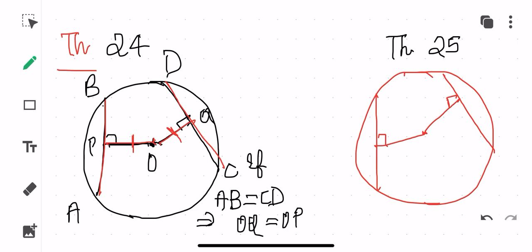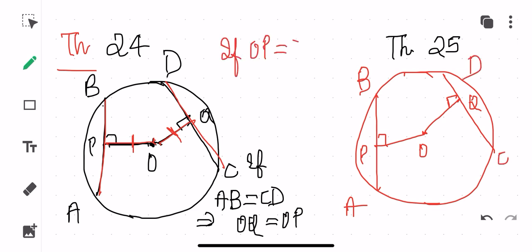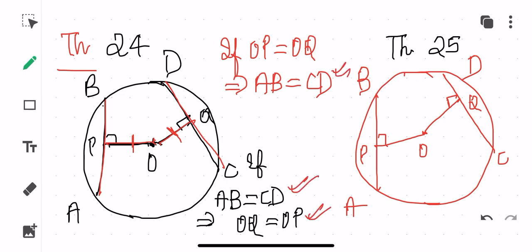So here, same figure, children. Suppose this is AB and this is CD. Now what they are saying is that if OP is equal to OQ, then this will imply that AB is equal to CD. So here you can see, children, whatever was given earlier, here you have to prove, and what you had to prove there is given here. So this is what is called the converse.